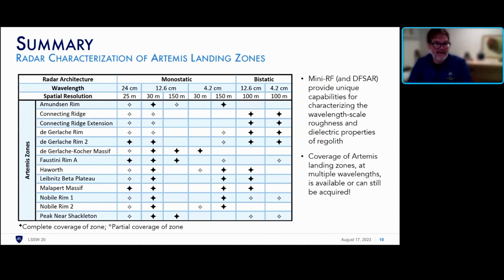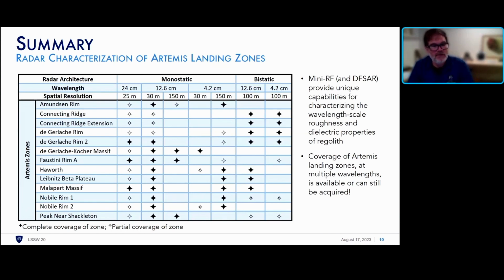Mini-RF cannot collect any more S-band data, or at least can't currently in bistatic operations, and we cannot collect X or S-band data in monostatic mode anymore. But at S-band and L-band, the DFSAR instrument can collect data, and we can provide requests to them for areas of interest, and the pole is an area of interest for them.